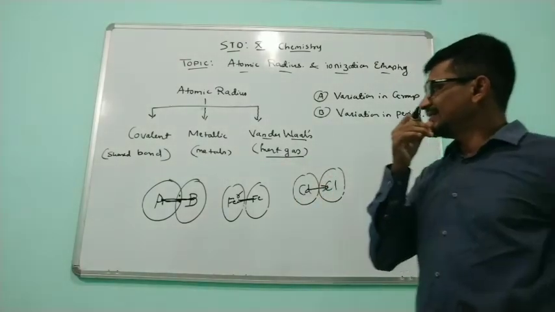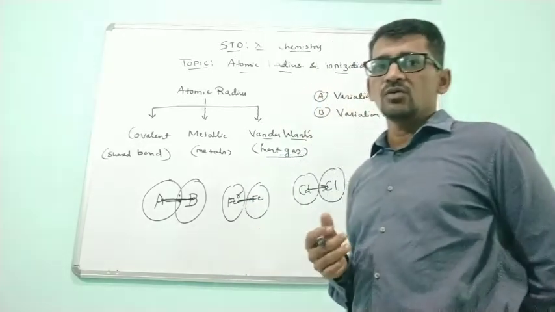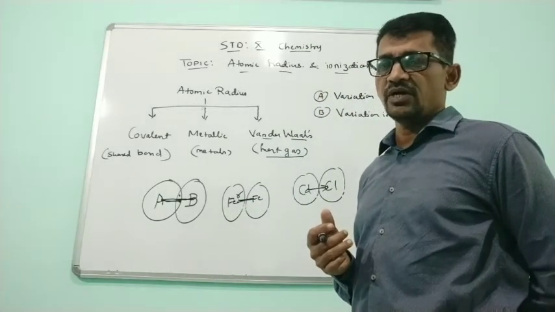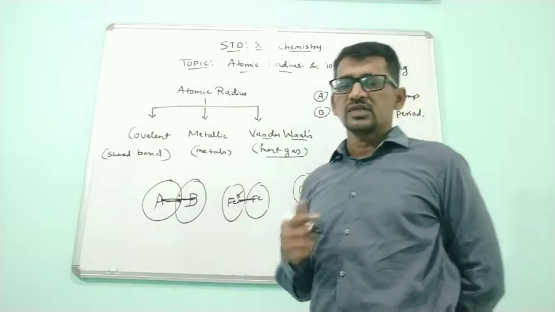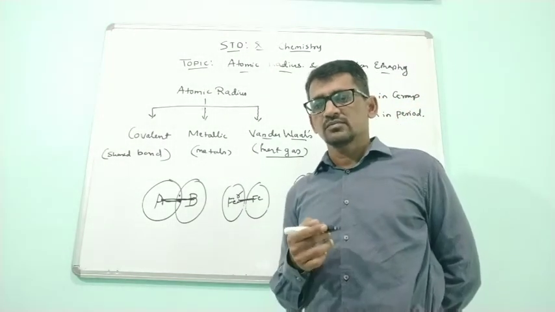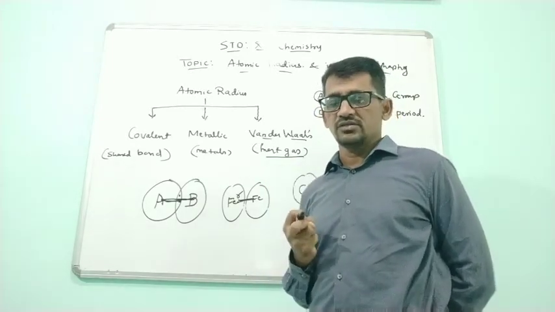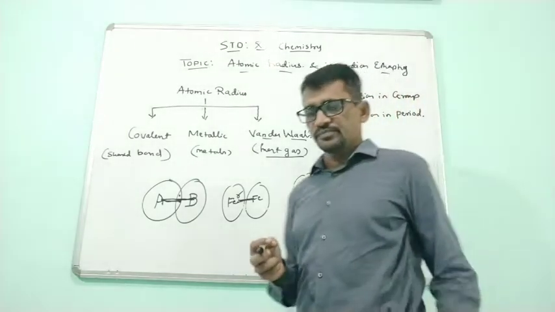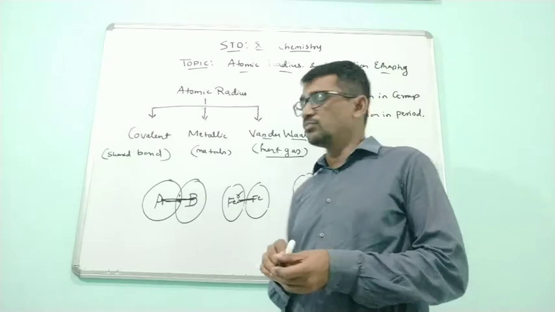So these are the radii. How can these radii vary in the periodic table? As you know, if atomic number increases, then electrons increase, but protons also increase, so the attractive force also increases. So in the periodic table, what will be the trend of this radius? That we discuss one by one.